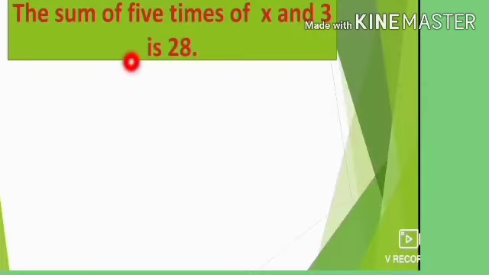The sum of 5 times of x and 3 is 28, which is the given verbal statement.